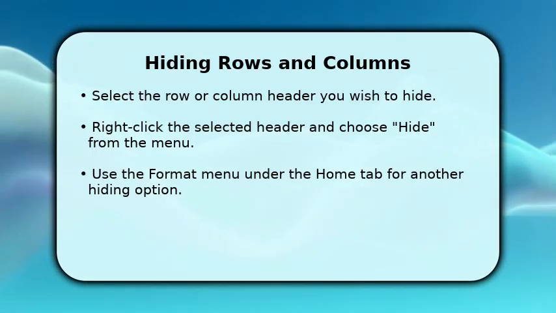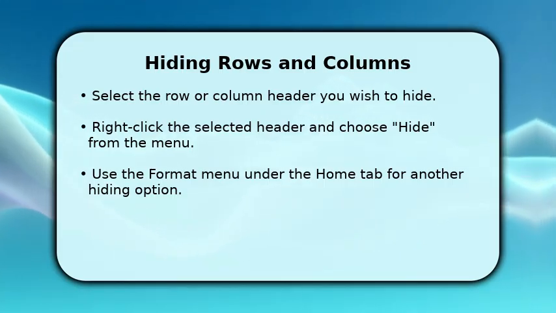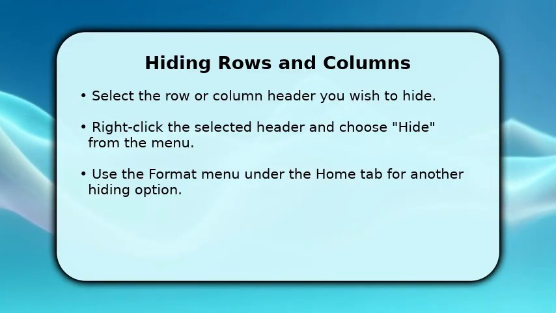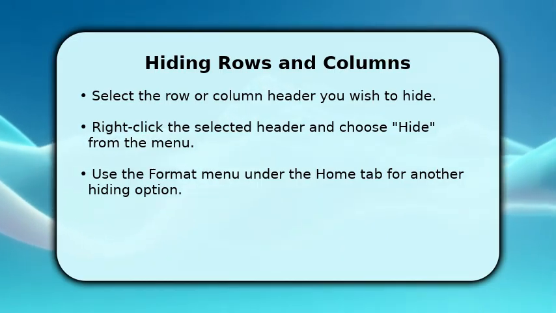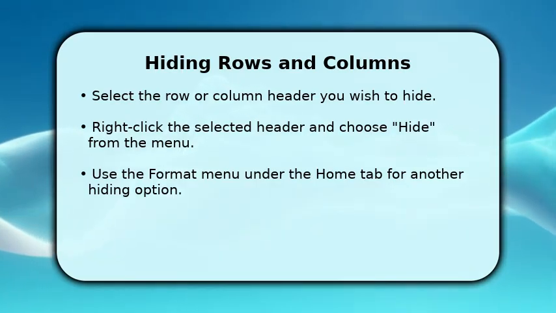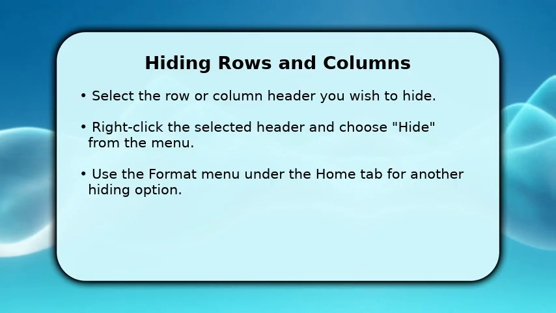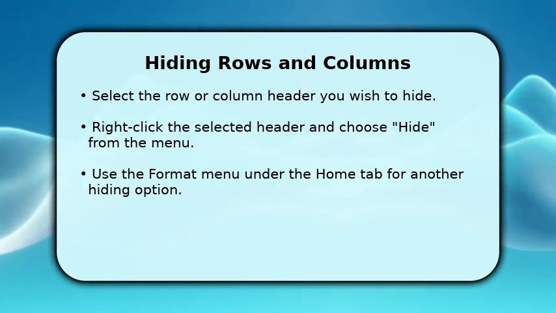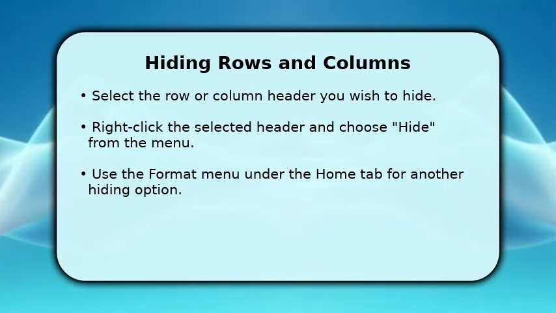To hide entire rows or columns, simply select the header of the row or column you want to conceal. For example, click on the row number 5 or column letter C. Then, right-click your selection and choose the Hide option from the context menu. This action instantly removes the selected row or column from view, making your spreadsheet appear more concise. You can also find this option within the Format drop-down on the Home tab of the ribbon.